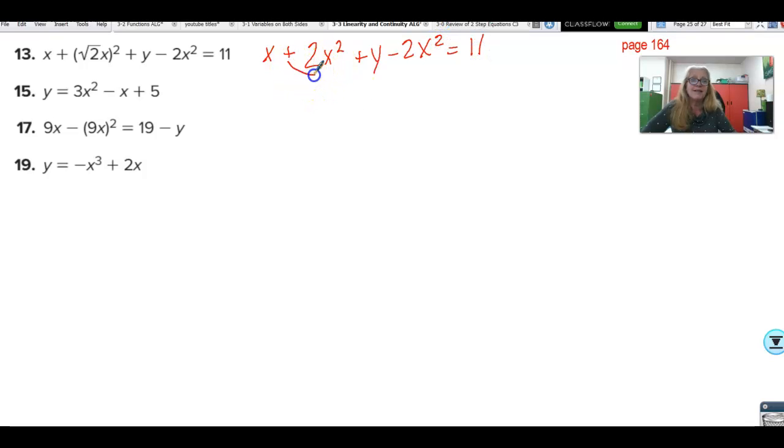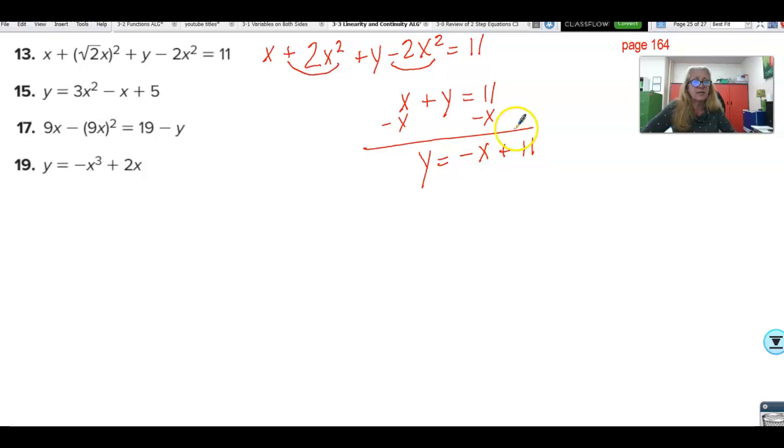Now we can combine like terms, and look what they did here. 2x squared minus 2x squared, those are going to drop out, and we're going to have just x plus y equals 11. To get it into slope-intercept form, we just subtract x from both sides, and we have y equals negative x plus 11, and this is a straight line.